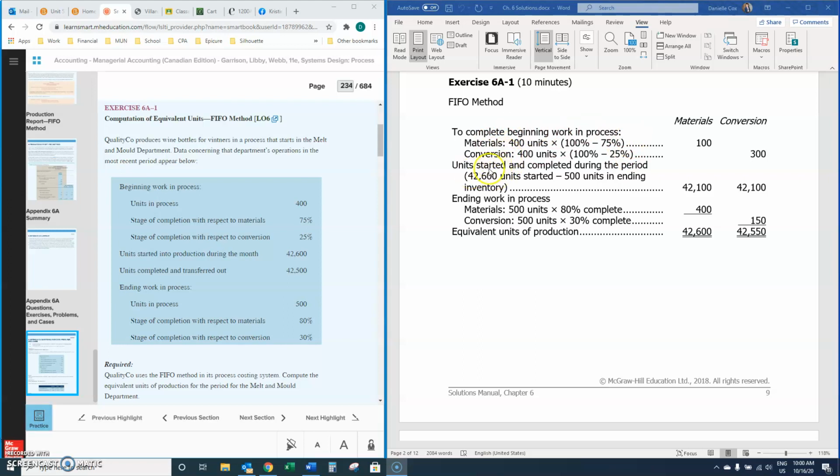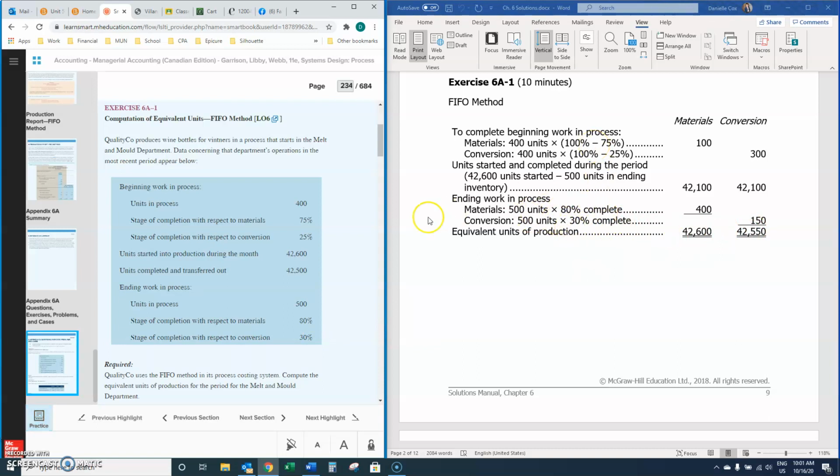Then it's still the units started and completed during the period. So here, units started into production were 42,600, but of those that were started, 500 still remains in ending inventory. So 42,600 minus the 500. And ending work in process, 500 units, 80% complete with respect to materials. So 80% of that work was done this month. And with conversion, it was 30%.